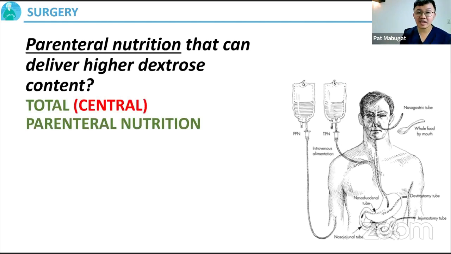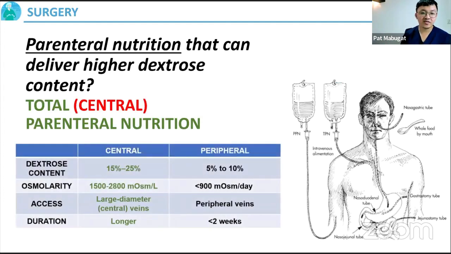For higher dextrose content, of course, you utilize larger veins. So for central, you have higher dextrose content and you can give higher osmolarity feeds. The access for central is large diameter central veins. One good example would be your internal jugular vein. And the duration, you can give it longer. As compared to peripheral, which you can give lesser dextrose, less osmolarity, and for a shorter length of time.